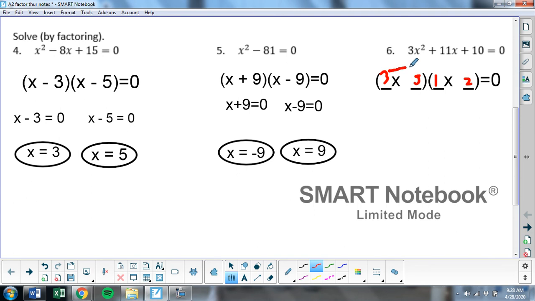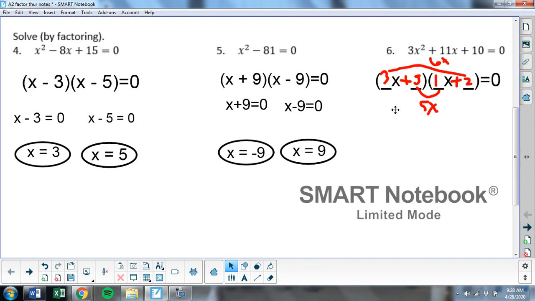That will give me 6x's. And this will give me 5x's. 6x's and 5x's gives me 11, so they're both going to be positive, so I get positive 11. And my third term still works. 5 times 2 gives me my last term of 10. So I've completely factored now. I have factors on the left.